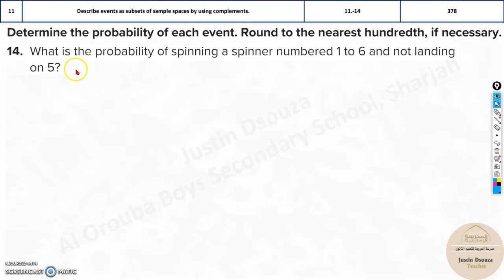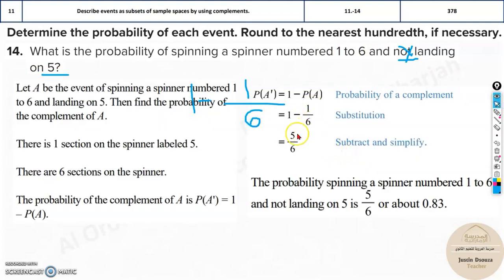There is one more problem. What is the probability of spinning a spinner numbered 1 to 6 and not landing on 5? Pause the video and do it by yourself now. I hope you have paused and tried it at least. Let's see. Don't think of the not first. Let's see landing on 5. 5 is one possibility. There are total 6 possibilities, 1 to 6. So 1 minus 1 by 6 is the answer. 1 minus 1 by 6 is 5 by 6. That is 0.83. You need to round off to 2 decimal points.